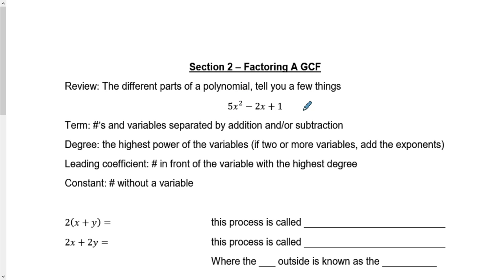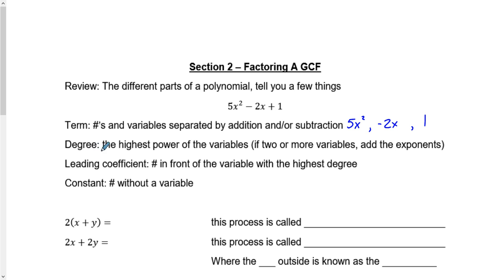So for example, in this specific case, one of our terms is 5x squared. Another one of our terms is a negative 2x. And another one of our terms is a positive 1. So we do have 3 terms because they are separated by addition and or subtraction.